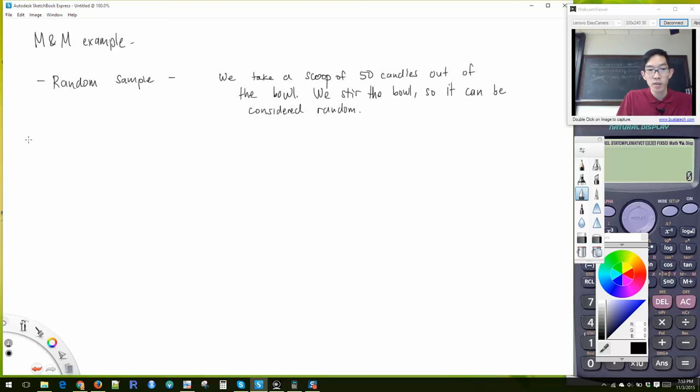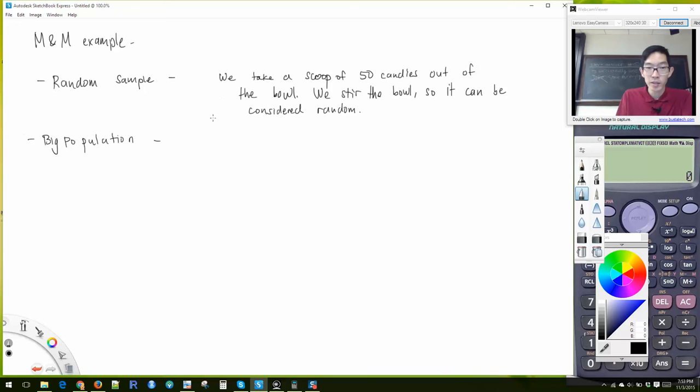Okay, so we need a big population in comparison to our sample. Is our population at least 10 times bigger than our sample? I have 40 pounds of M&Ms. I'm taking a scoop of 50 candies. Is the population at least 10 times bigger? Yes, right? Because unless the 50 candies weigh more than 4 pounds, I'm not taking more than 10% of the population.